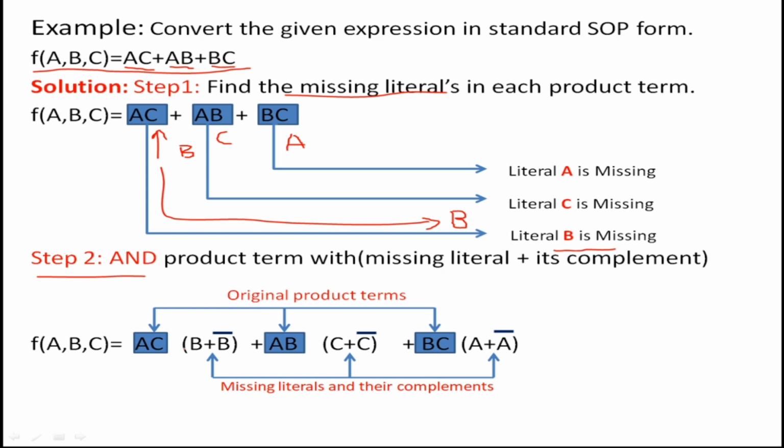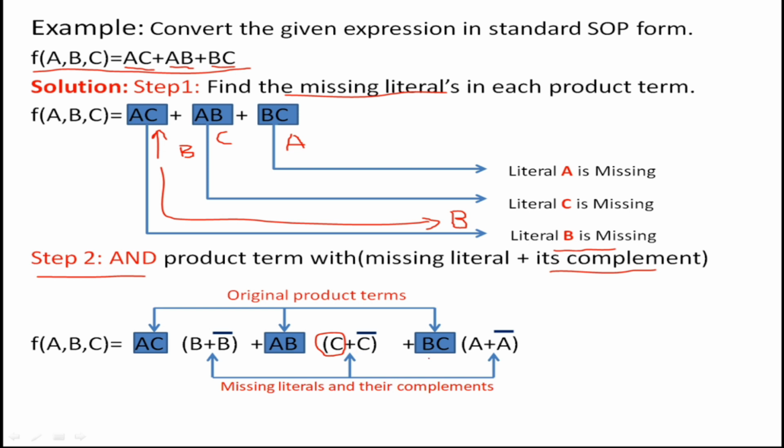The missing literal is B here. So AC, AB and BC are the original product terms. The missing literal plus its complement, we are going to multiply it with. So we have B plus B bar. B is the missing literal and its complement is B bar. So in the second product term AB, C is the literal which is missing, and its complement is C bar. So we are adding C plus C bar.